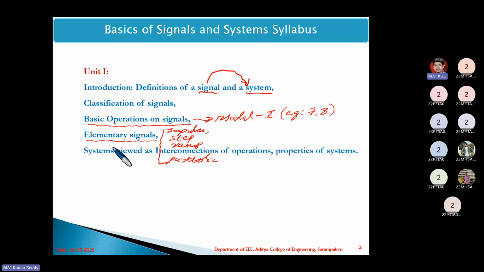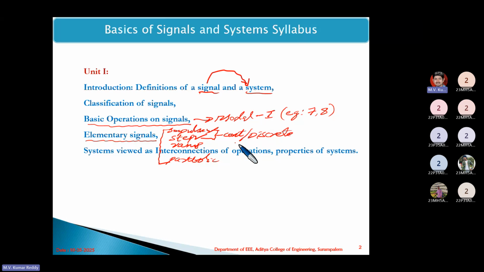It is given: what are the elementary signals, and explain about the impulse and step response. You have to write both continuous and discrete. This is very important. In each and every topic, you have to prepare both continuous signals and discrete signals. Then only it is considered as one question. In exam it may be given continuous or it may be given discrete.